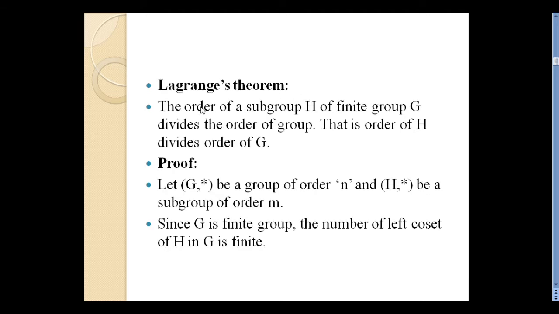Lagrange's theorem. The statement is: the order of a subgroup H of a finite group G divides the order of the group. That is, the order of H divides the order of G. So, H is a subgroup of G. We have to prove that the order of H divides the order of G. So, let G under binary operation star be a group of order n, and H a subgroup of order m. Since G is a finite group, the number of left cosets of H in G is also finite.